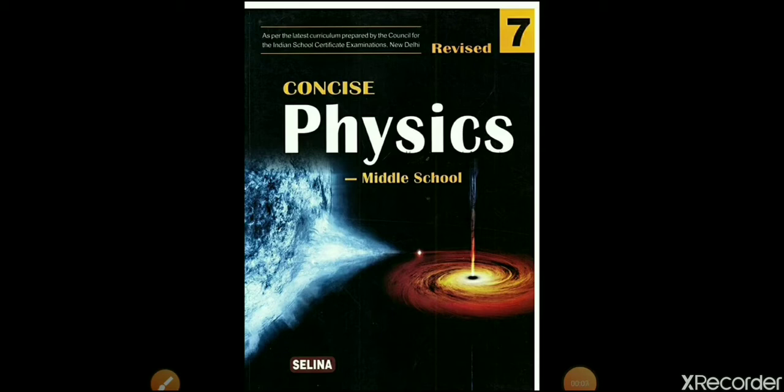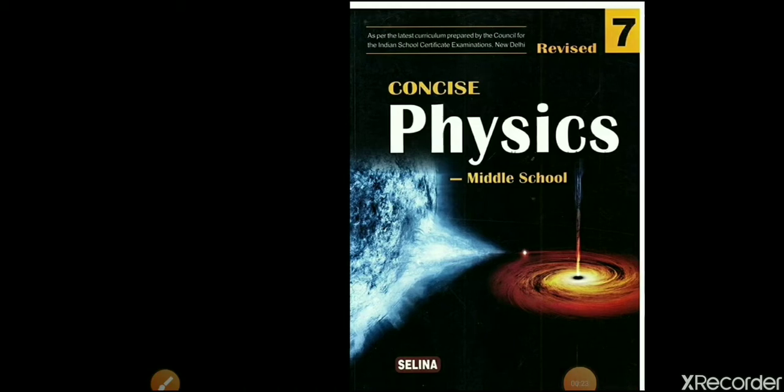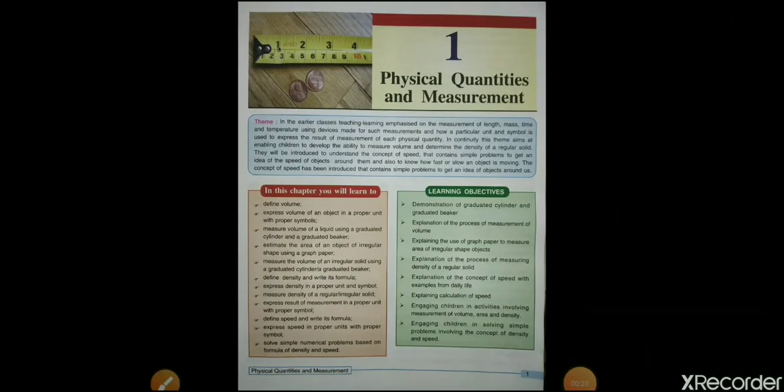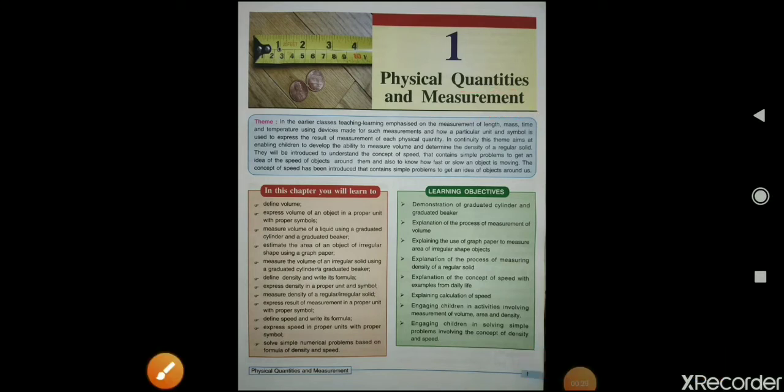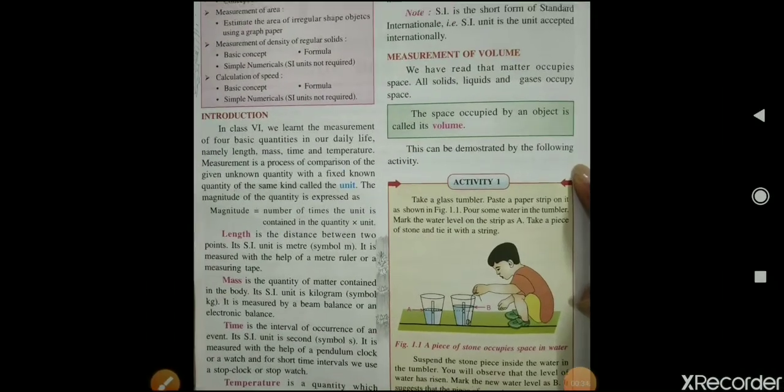Students, in my previous video I was explaining lesson number 3, that is energy. But as your unit tests are going to start from 17th August, today we will revise lesson number 1, that is the syllabus of your unit test. Okay, so let's revise lesson number 1, physical quantities and measurement. You have already learned this chapter, but we will revise this lesson very quickly.